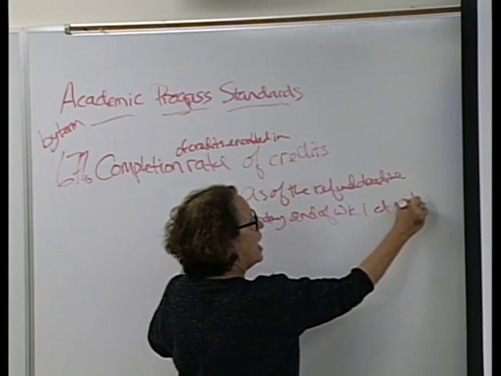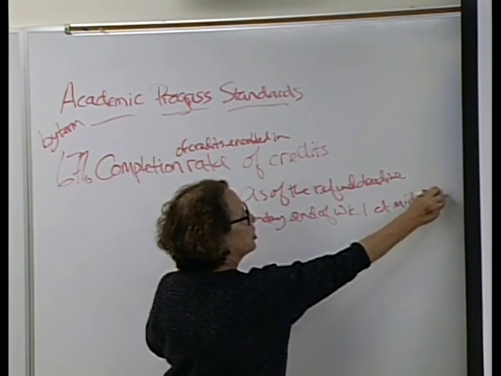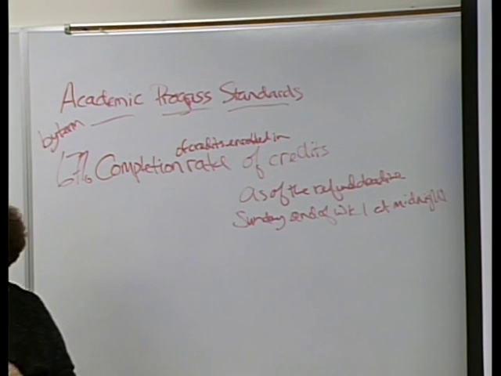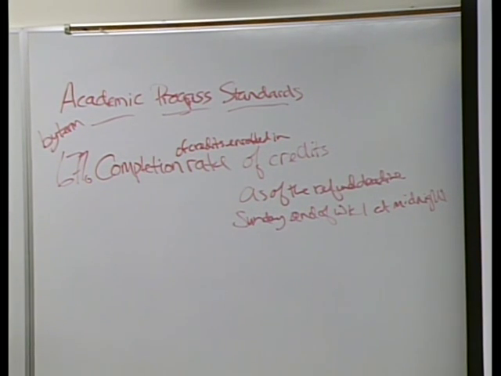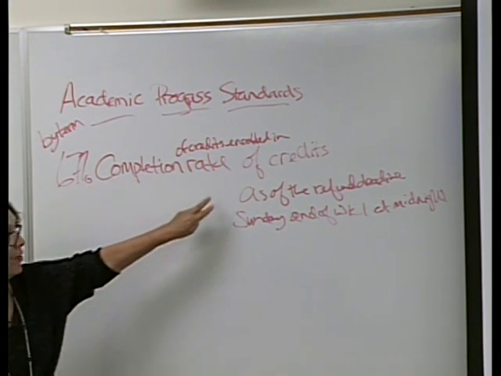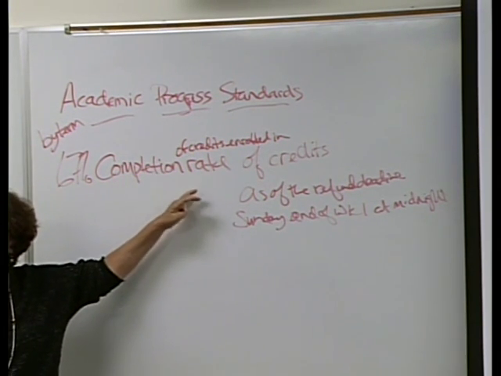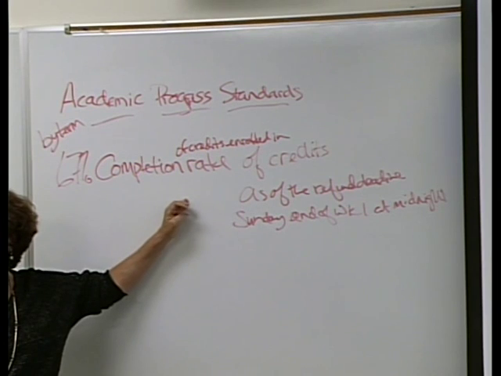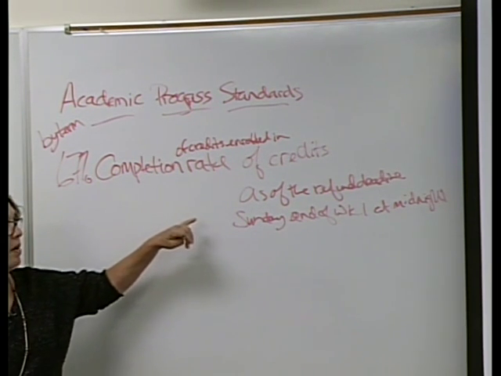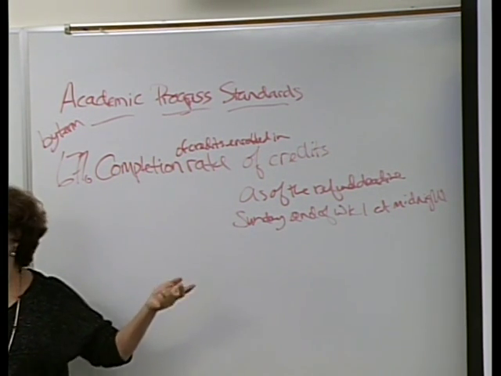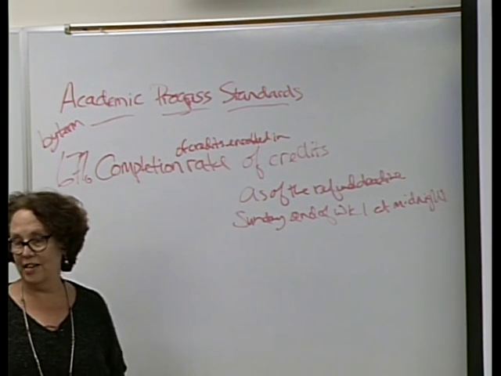So you have, and summer term is a little bit different. So if you're in summer term, you want to be sure you know when the refund deadline is because there's shorter term classes. But for fall, winter, and spring, the refund deadline is Sunday at the end of week 1 at 11:59 p.m., just before midnight.